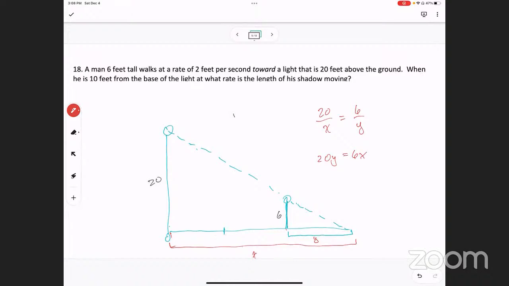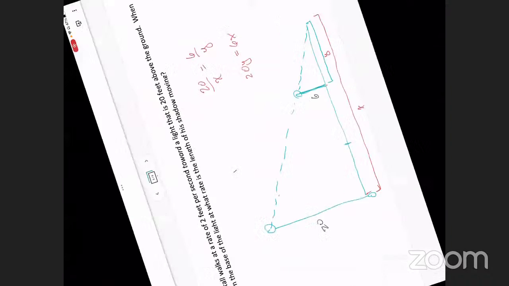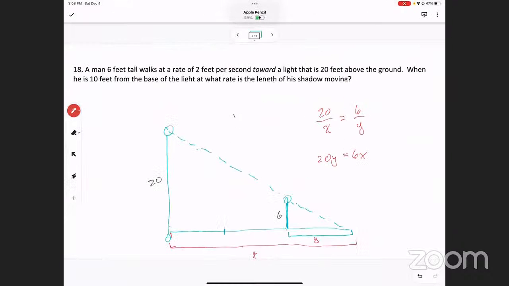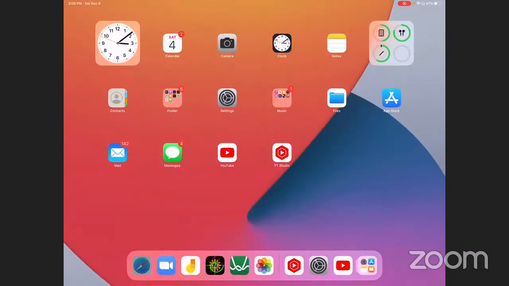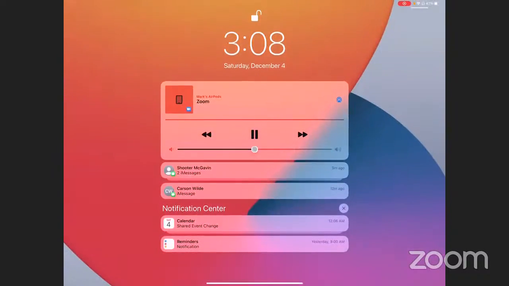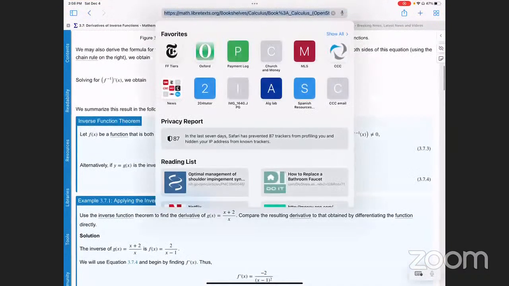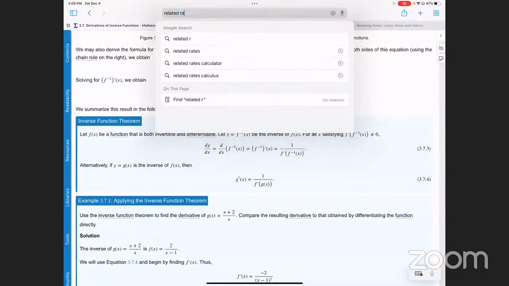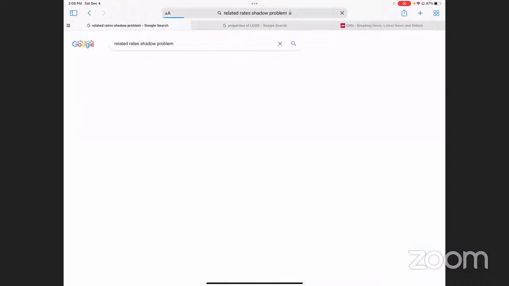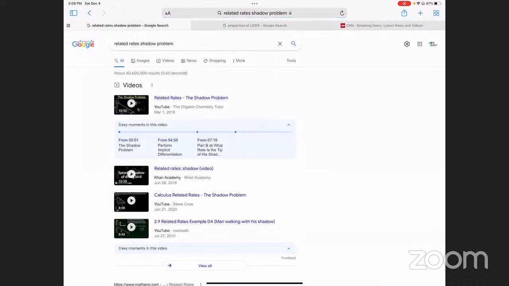So let's do this since we got time, since it's just me and you. I'm going to look up a related rate shadow problem. Classic. All right, can you see my screen okay?